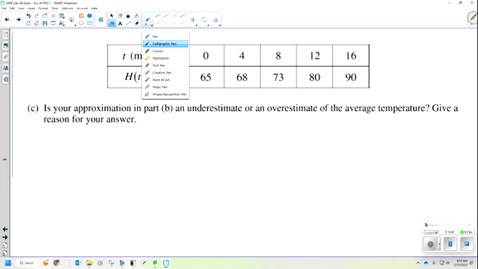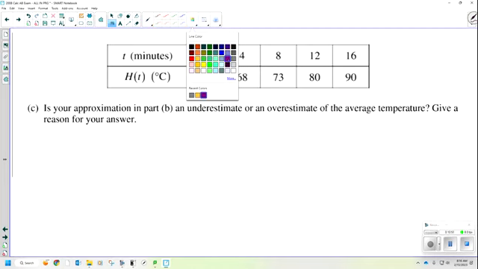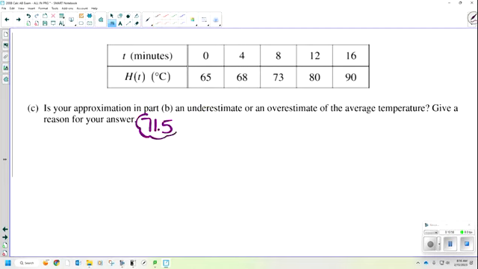Let's go here. It's because I got to go to the calligraphy pen. Then I go purple. 71.5. That was our average from part B. Much better. Okay. Is that approximation an underestimate or an overestimate for the average temperature?